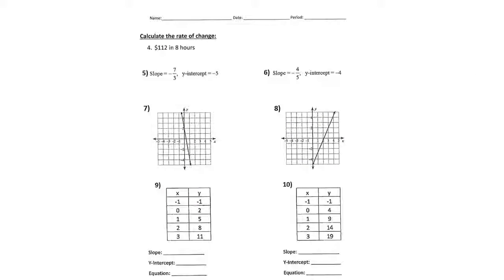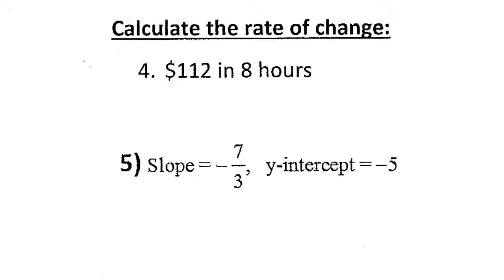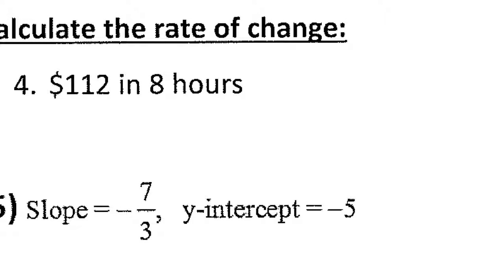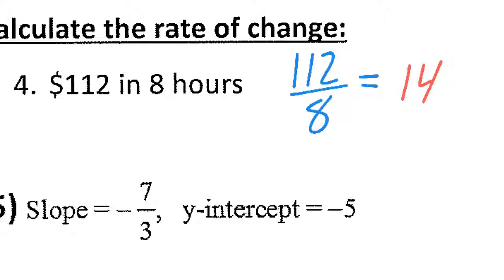Now for the back side, on number 4, my phone will zoom in, thank you. This is just wants the rate of change. Well, it's $112 in 8 hours. I'm not going to show you the 100 different ways and different things that you could do. It's really just 112 divided by 8, which gives us $14 per hour. That's supposed to be a dollar sign.